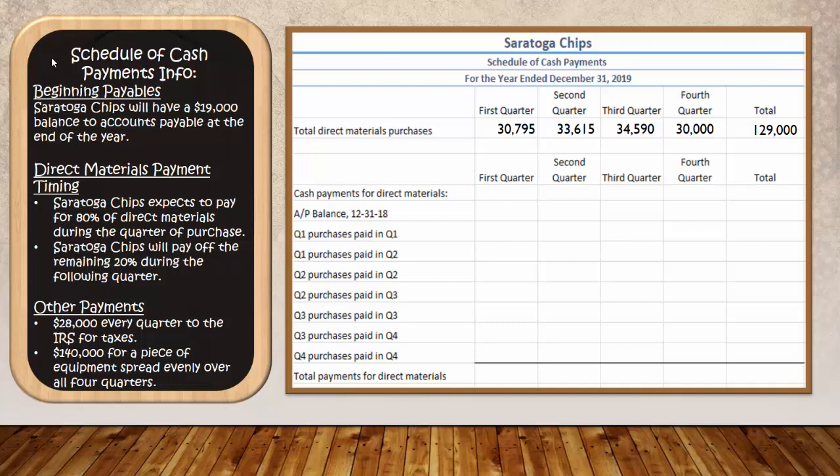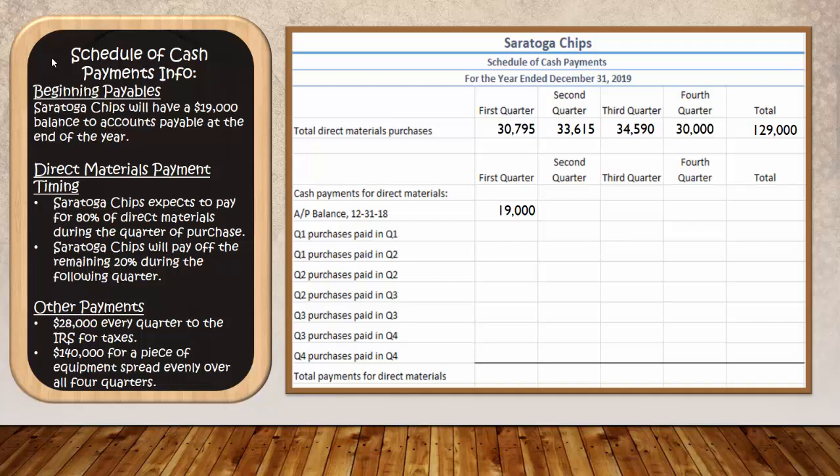In the cash payments for direct materials section, we're going to start with our accounts payable balance at the end of the prior year, which again will be our beginning balance for this year. In our information given on the left hand side, we've seen that Saratoga Chips will have a $19,000 balance to accounts payable at the end of the year. So we're going to start with $19,000. We're going to add to that our Q1 purchases, which were paid in quarter one, the amount of the direct material purchases that we are going to pay for during the period.